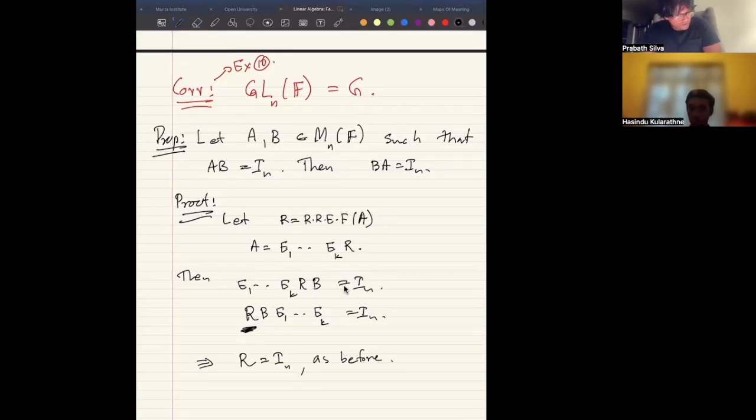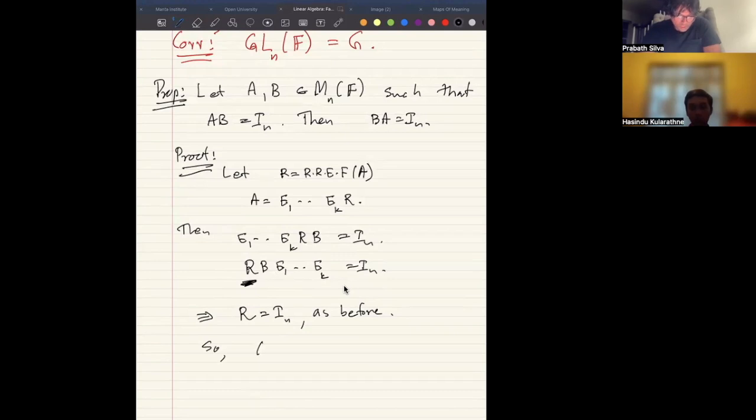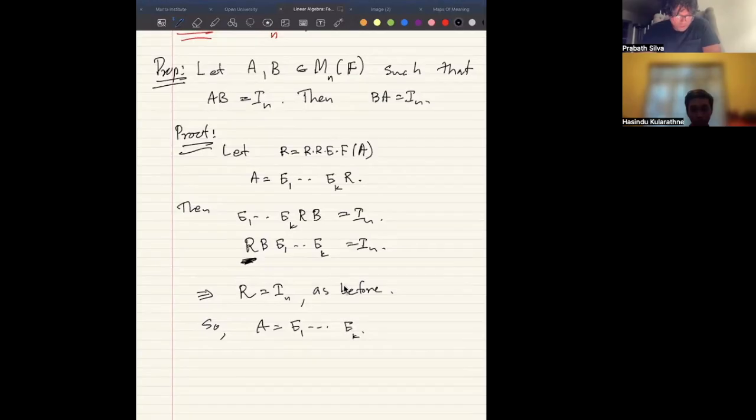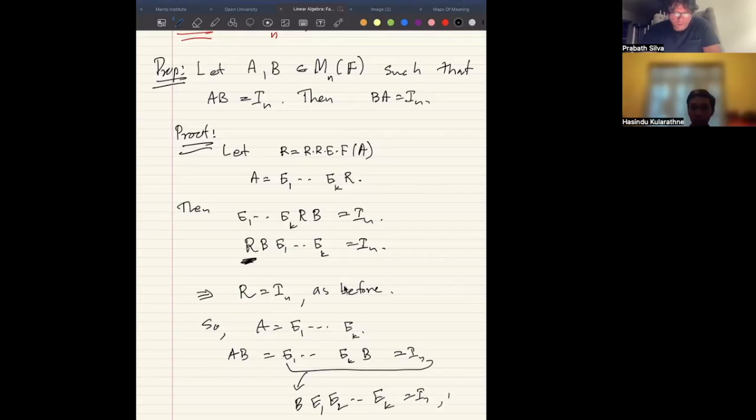So once you have this, actually A is this one, E1 up to EK, and R is identity. Now if that is the case, AB is equal to E1 up to EK B, which equals identity. And then you can play with this equation again, multiply by E1 inverse, and then multiply from the other side. So you get B times E1 up to EK. So in other words, B times A is also equal to identity.